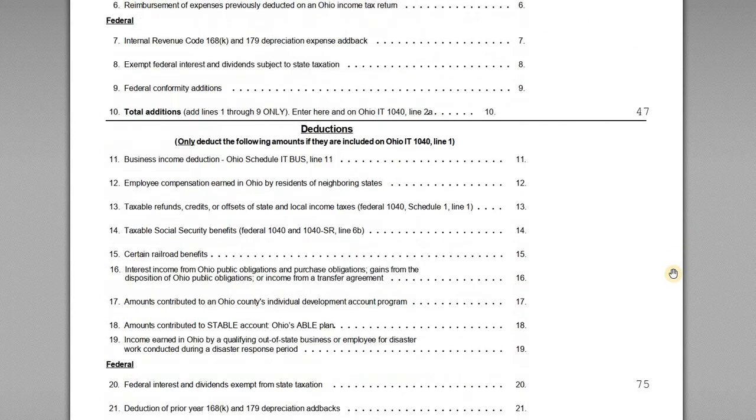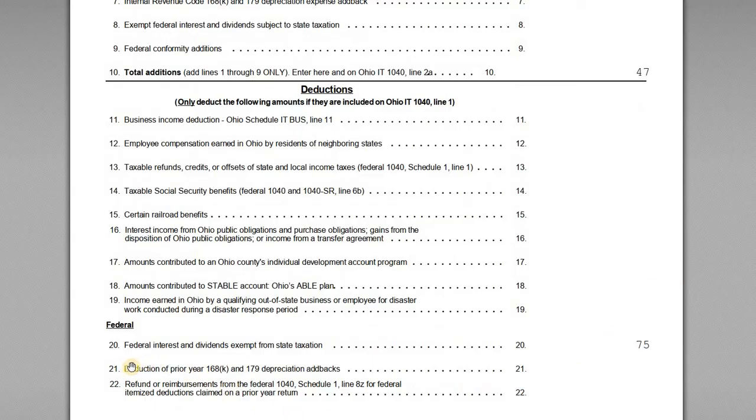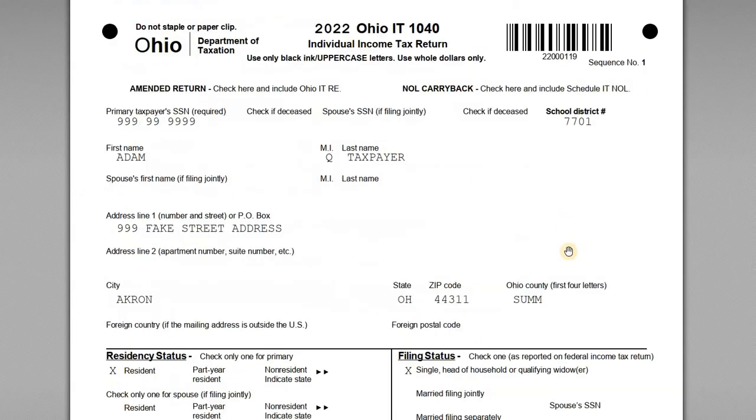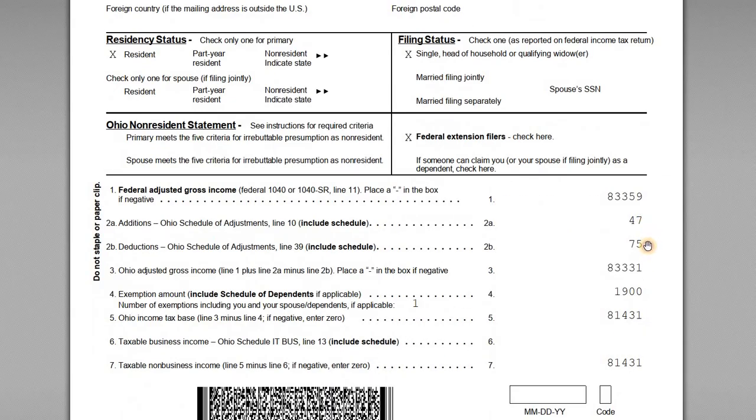And then down here in the deductions section, we have to deduct the amount of federal interest and dividends that's exempt from state taxation. So the $75 in treasury interest, that is subject to tax at the federal level, but it is not subject to tax at the state level, right? It's exempt. So once those two amounts are accounted for, we have the additions of 47, the subtractions of 75, and so our Ohio adjusted gross income here is $83,331.